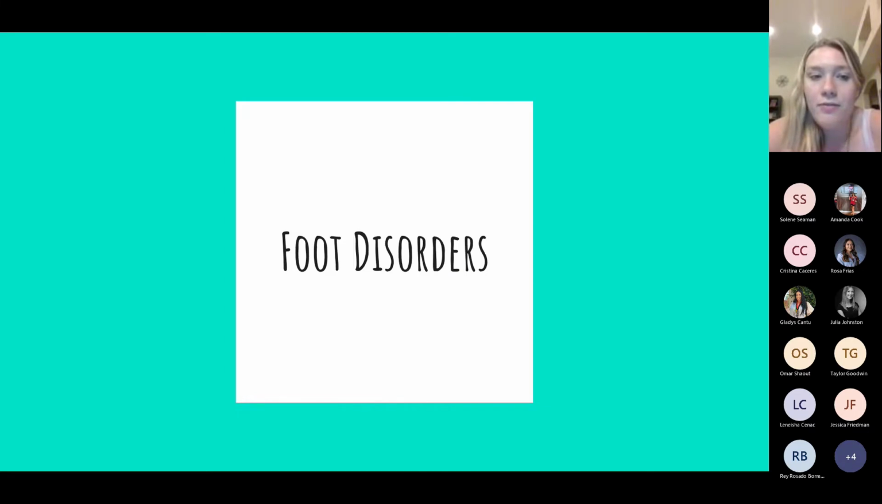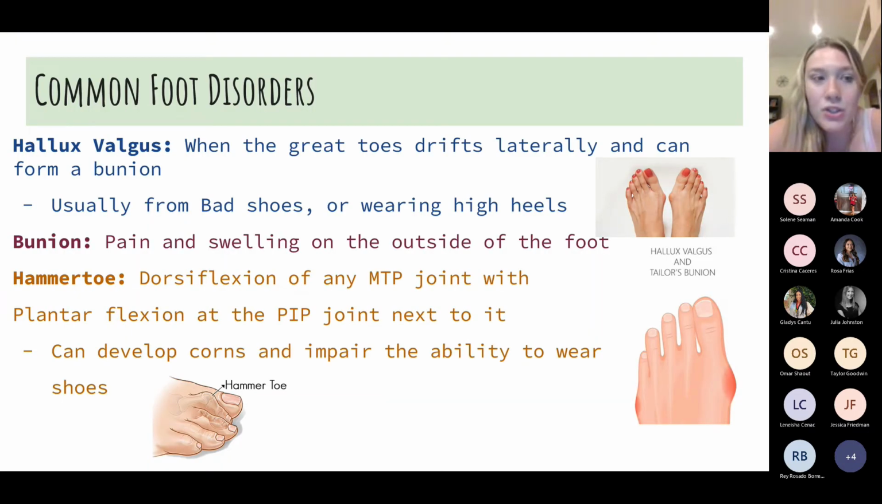Now we're going to talk about some foot disorders. Not really much to them. You can have your hallux valgus. It can occur with or without a bunion. The bunion is actually the swelling that occurs on that joint, whereas the hallux valgus is literally just my toes drifting. There might not always be a bunion, but usually there is, so just keep that in mind.